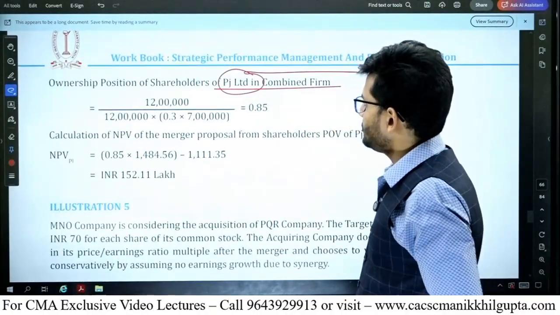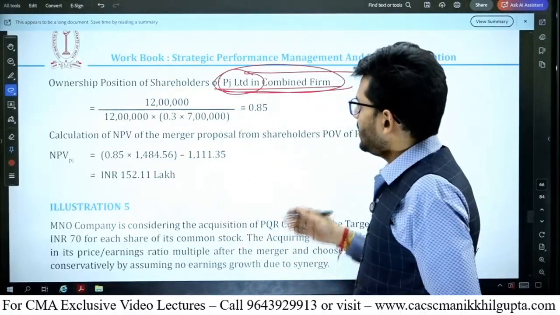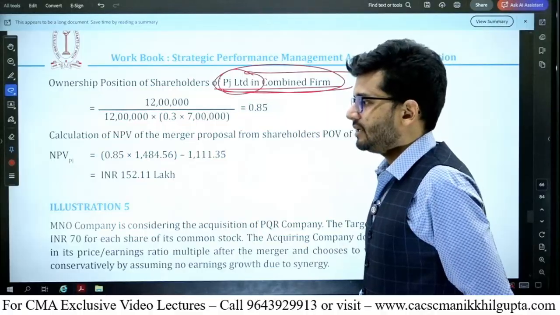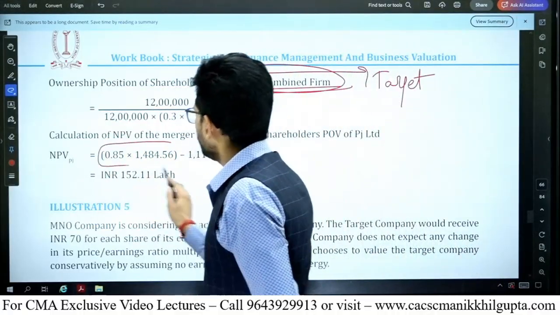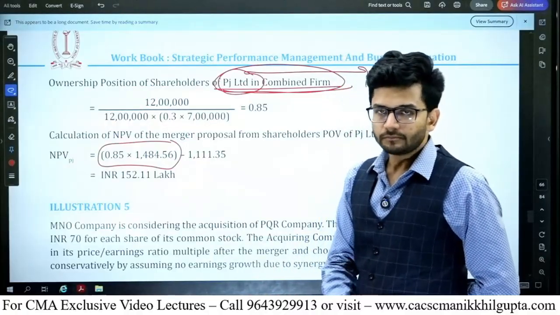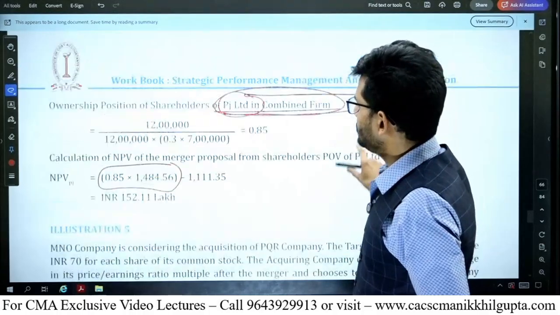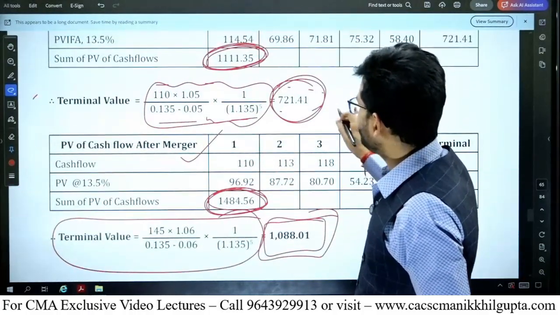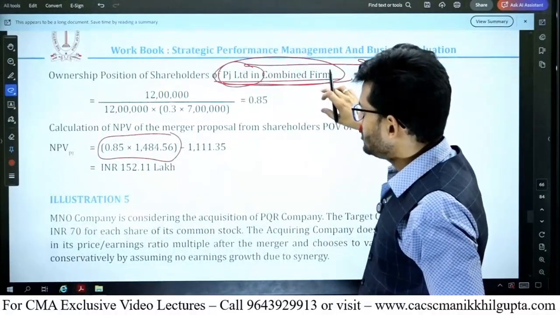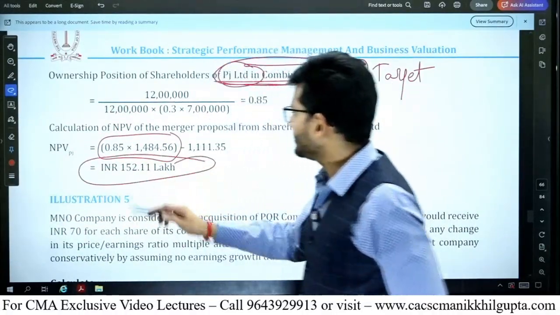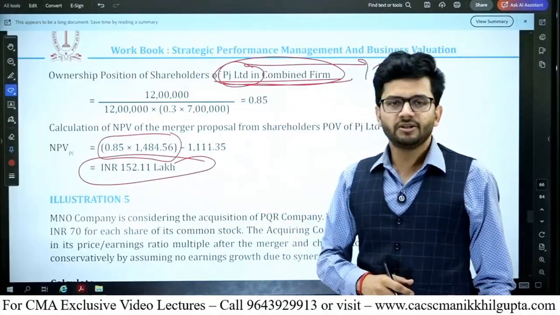Now, what is the position of shareholders of PJ Limited in the combined firm? After the merger takes place, the value of PJ Limited in the combined firm is 85% of the total company. And what is the value of the company before merger? Value of the company before merger was 111.35. So this is the NPV of PJ Limited. We need to calculate the NPV of PJ Limited. This is the net present value which will accrue to PJ Limited.